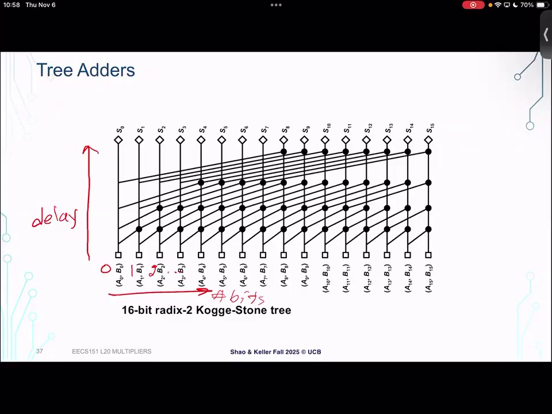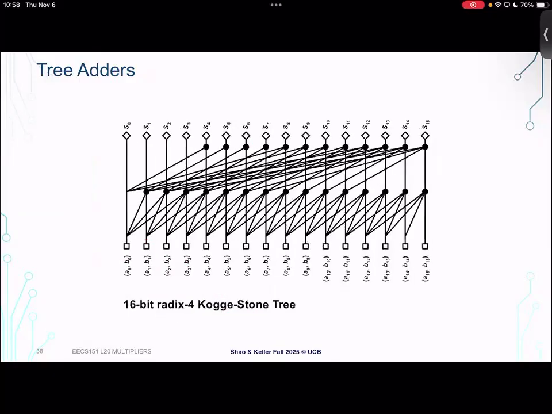Each of these dots is one of these PG calculation blocks. So you can see in this design, you can read that it's a radix 2 because each dot is combining 2 inputs only. And this particular variant is called a Kogge-Stone adder. You can see that the tree has 4 stages, and then in the diamond at the end is the calculation of the sum.